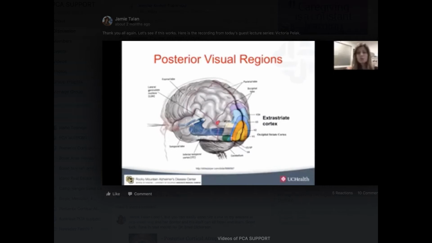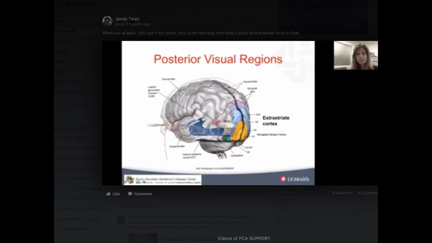So these posterior visual regions initially act a bit like the eye. They have a lot of information, but it hasn't been quite processed yet. And then it sends information throughout the brain up to the top parts of the brain called the parietal lobe, and then to the side parts of the brain called the temporal lobe.